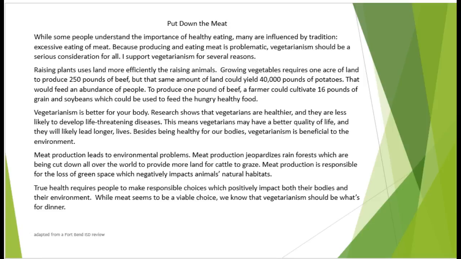Now let's look at the revised paragraph, which includes anaphora. Meat production leads to environmental problems. Meat production jeopardizes rainforests, which are being cut down all over the world to provide more land for cattle to graze. Meat production is responsible for the loss of green space, which negatively impacts animals' natural habitats.